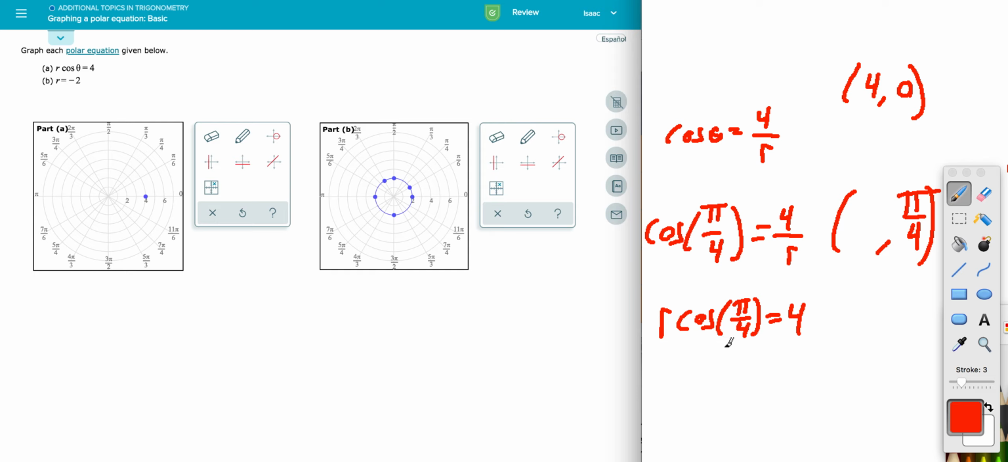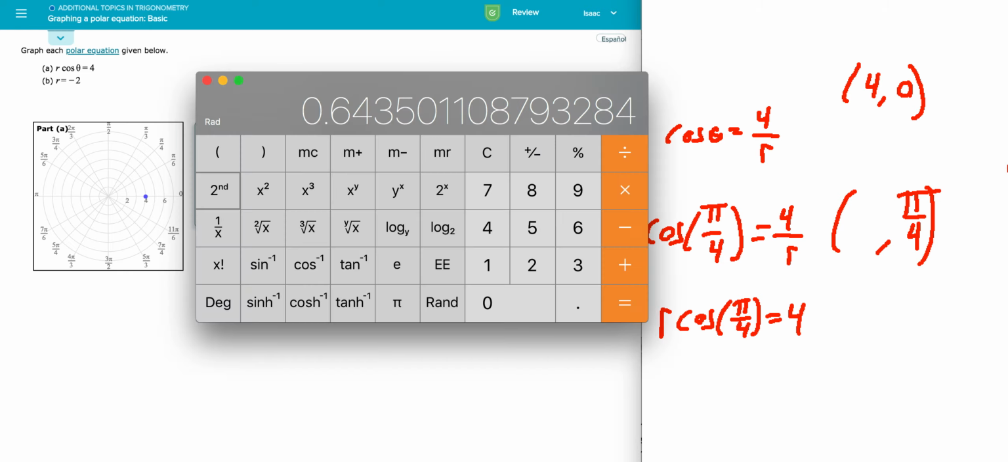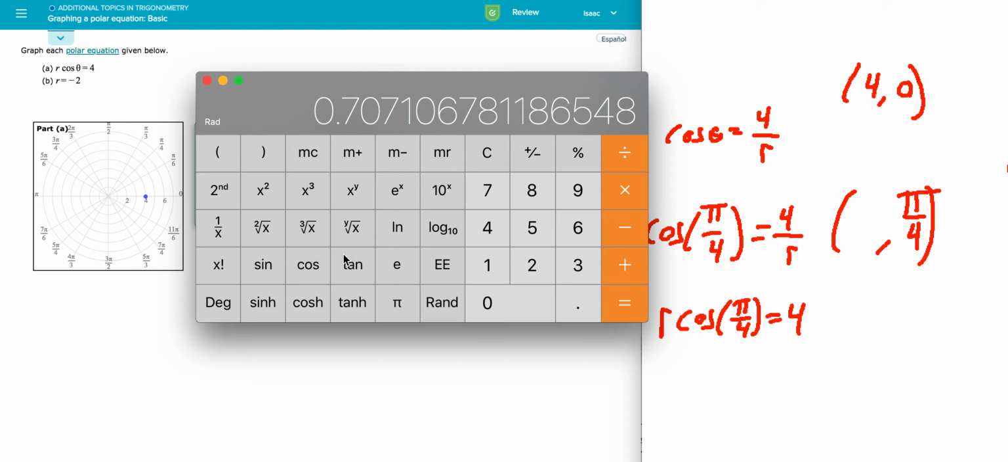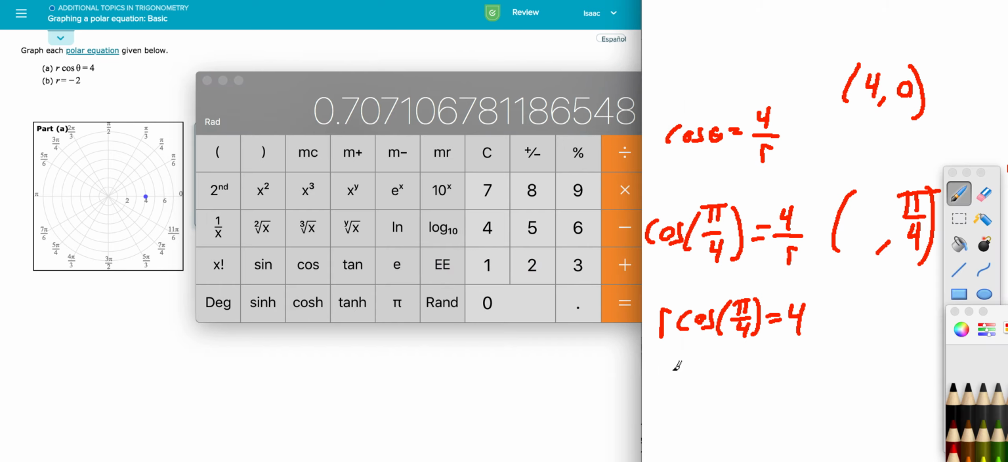Okay, because if you do cosine pi over 4, what is that fraction? That's square root of 2 over 2, right? So pi over 4, that's 45 degrees. So that's a square root of 2 over 2 triangle.